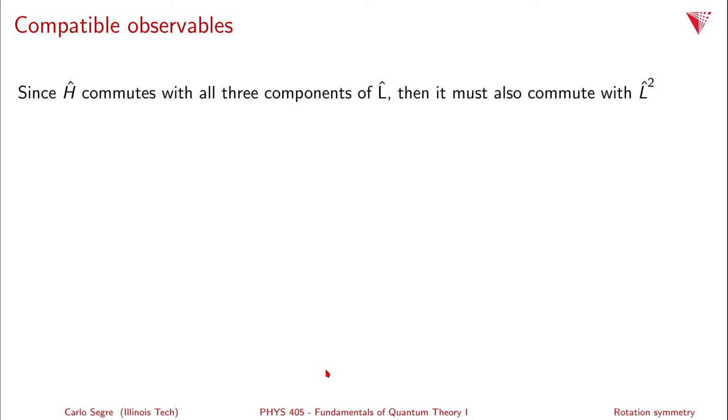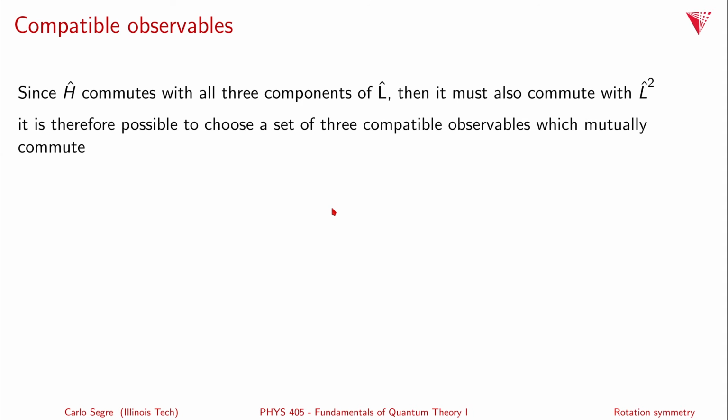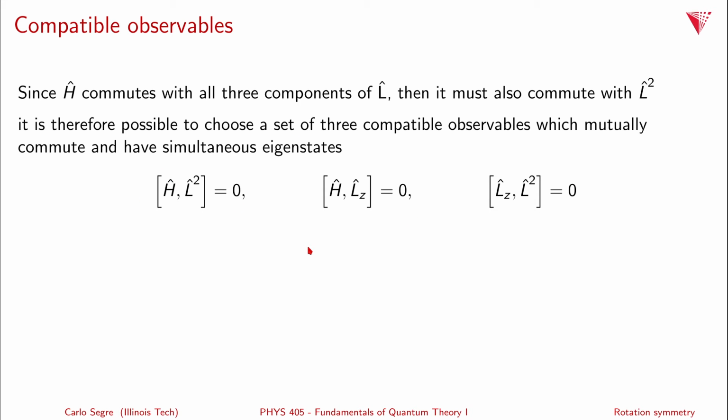Since H, the Hamiltonian, commutes with all three components of L, it must also commute with L squared. It's therefore possible to choose a set of three compatible observables which mutually commute. This means that you can choose H and L squared, which commute, H and L_z, which commute, and L_z and L squared, which also commute. So any wave functions, or eigenfunctions, that we have can be eigenfunctions of all three of these simultaneously.